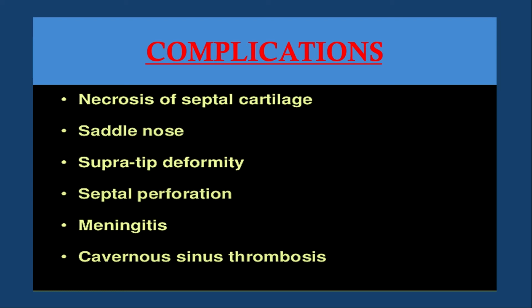Saddle nose deformity can occur again because of septal cartilage necrosis, and a supra-tip deformity can also occur. Septal perforation can occur because a lot of degeneration and necrosis of septal cartilage can in turn lead to infection of the mucosa, and a through and through perforation may occur. Meningitis can occur because of spread of infection intracranially, and cavernous sinus thrombosis can also occur because of this.